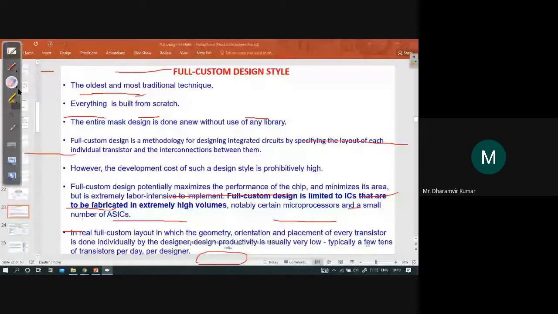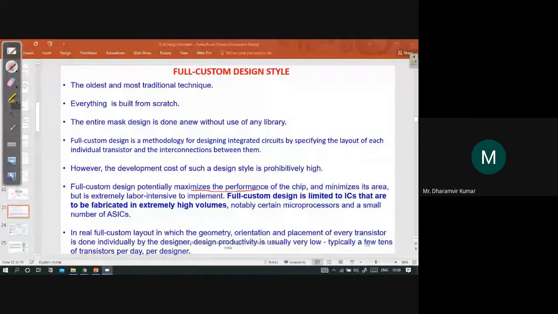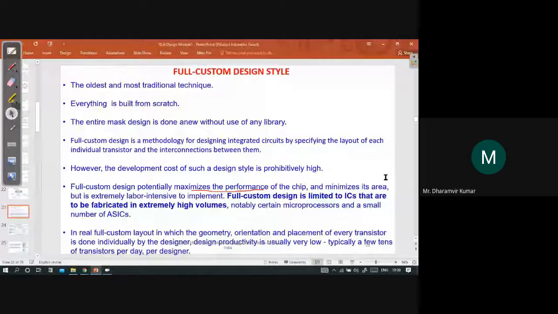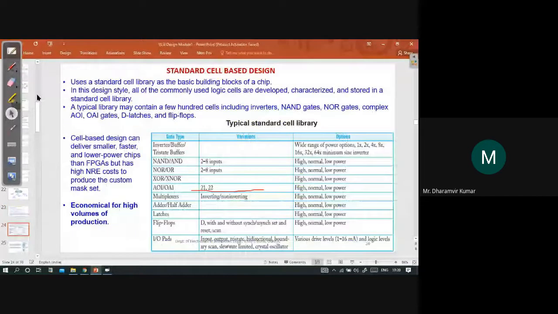But what is the advantage? The biggest advantage is that you will get a chip performance which is of the highest standard, which is maximum among all these design styles. And this is the advantage. Now, the second type of VLSI design style, VLSI design approach, is standard cell based design.